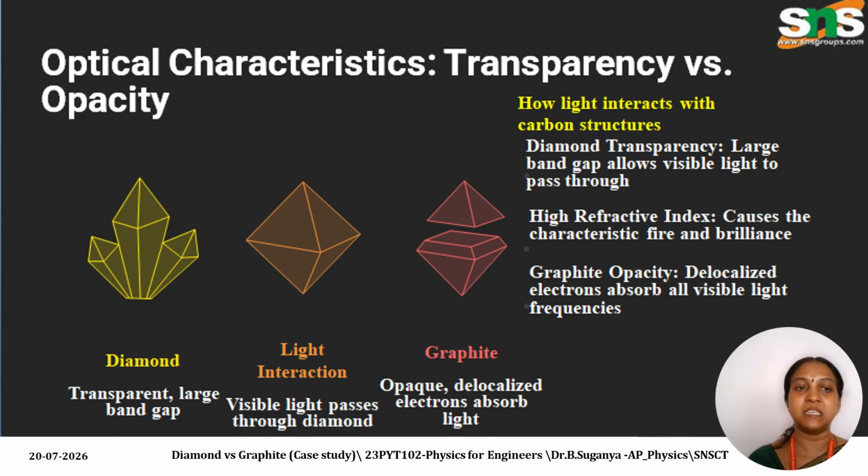Now the optical characteristics: transparency versus opacity, and how light interacts with the carbon structure. Diamond is transparent because it has a large band gap, which allows visible light to pass through it, and it has a high refractive index. Due to this high refractive index, it has the characteristics of fire and brilliance. Graphite is opaque because its delocalized electrons absorb visible light.